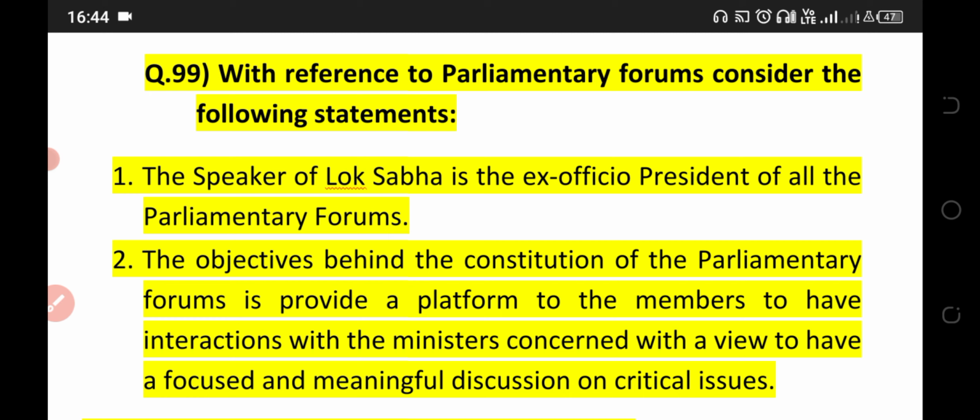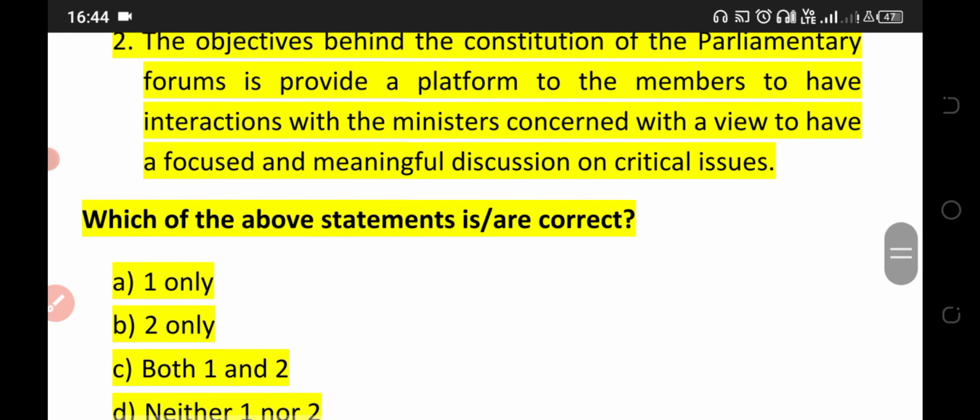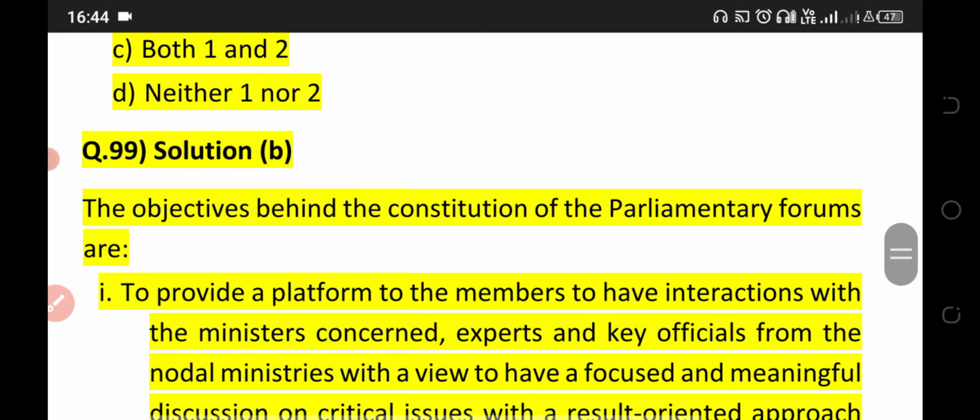With reference to the parliamentary forum, consider the following statements. The Speaker of the Lok Sabha is the ex officio president of all the parliamentary forums. The objective behind the constitution of the parliamentary forum is to provide a platform to the members to have interaction with the minister concerned with a view to have a focused and meaningful discussion on a critical issue. I think B is the right answer.